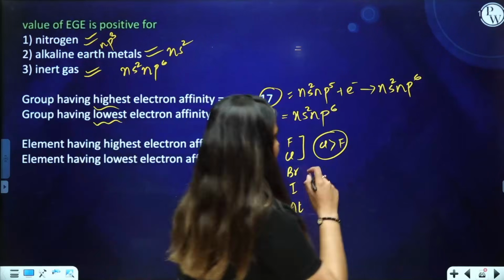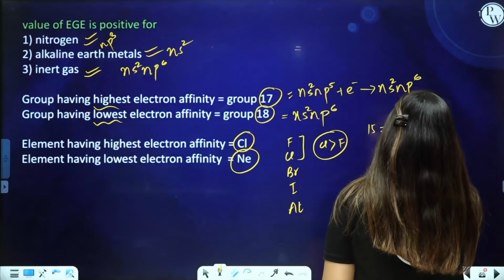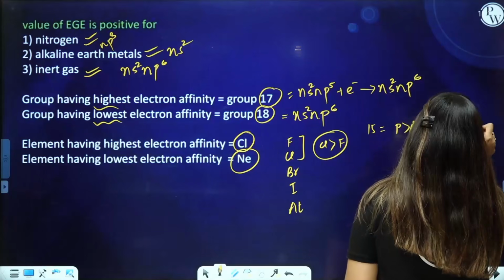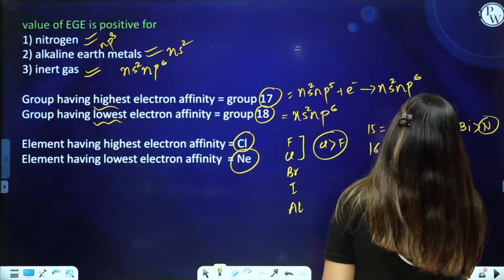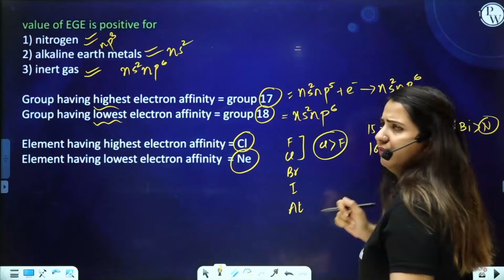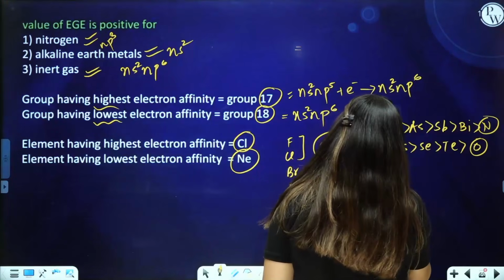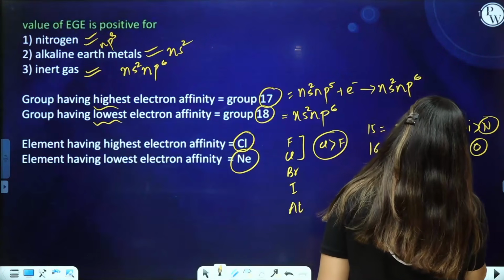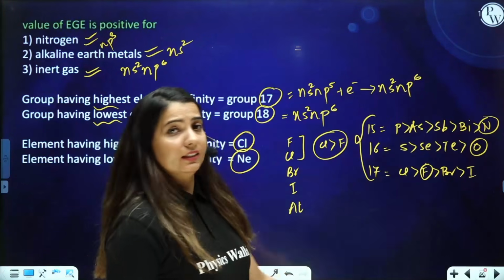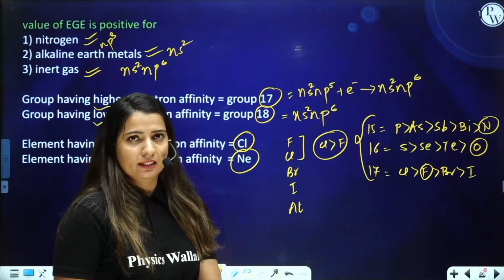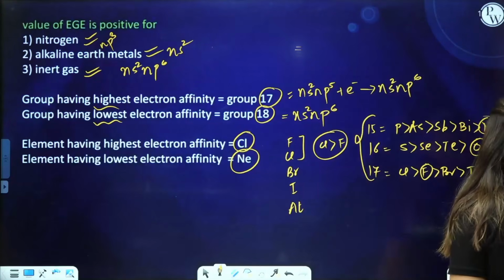If you want the order, I can write it also. For group 15, the order is phosphorus, arsenic, antimony, bismuth, and then nitrogen. Nitrogen is an exception. For group 16, sulfur, selenium, tellurium. If you want the radioactive element you can write it, else it's not asked. Then comes oxygen. For group 17, it is chlorine, then fluorine, then bromine, and then iodine. So the exception is here. Do not forget these trends. These trends for 15, 16 and 17 are very, very important. The rest of the exceptions I have discussed.